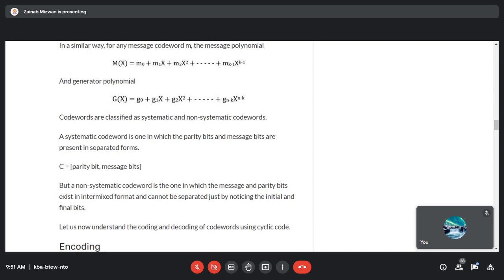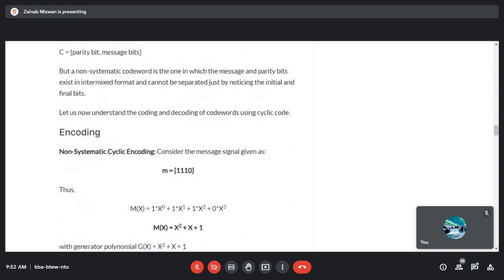So a code word is nothing but parity bits comma message bits, or message bits comma parity bits. But a non-systematic code word is one in which the message and parity bits exist in intermixed format. Intermixed format means in between. Their positions are not the same as before. They are intermixed with each other and cannot be separated just by noticing the initial and the final bits.